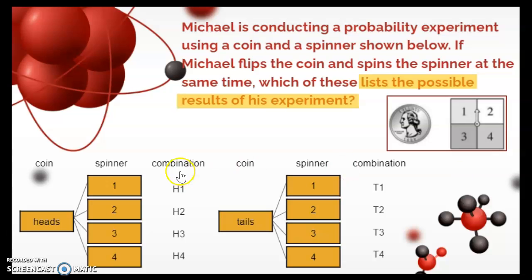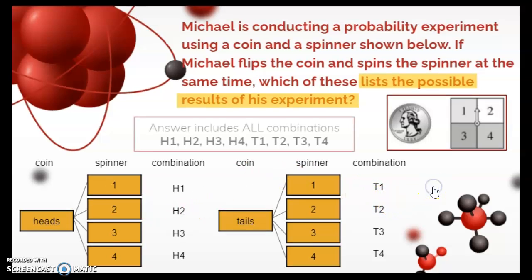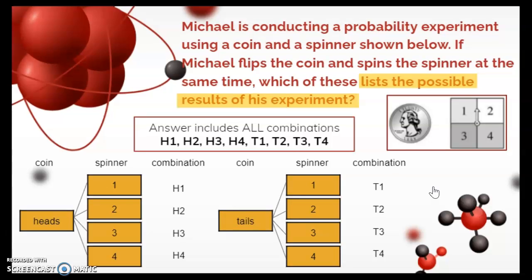So I'm going to show you my combination, what I just stated. So I could get heads and 1, heads and 2, heads and 3, heads and 4, tails and 1, tails and 2, tails and 3, tails and 4. That's my combination of my coin and my spinner. These two combinations right here are all of the answers that I could get, all of the different combinations possible for flipping this coin and spinning the spinner.